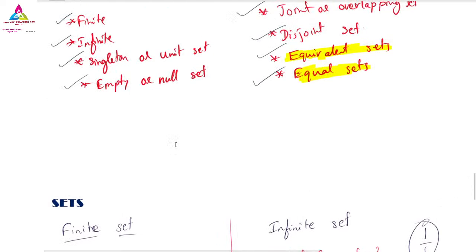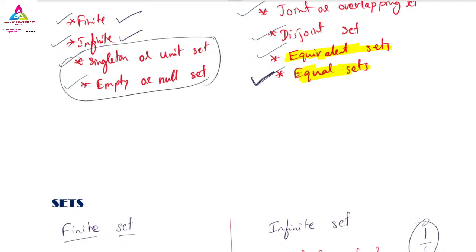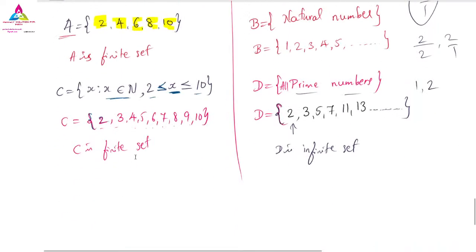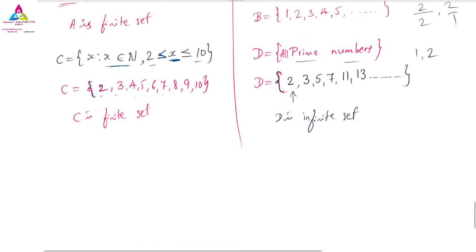From your syllabus point of view, next we have to move on to equal sets. But here again, these are the types of sets we have. I will just glance at all these different types. Singleton or unit set. Do you know what a singleton or unit set is?